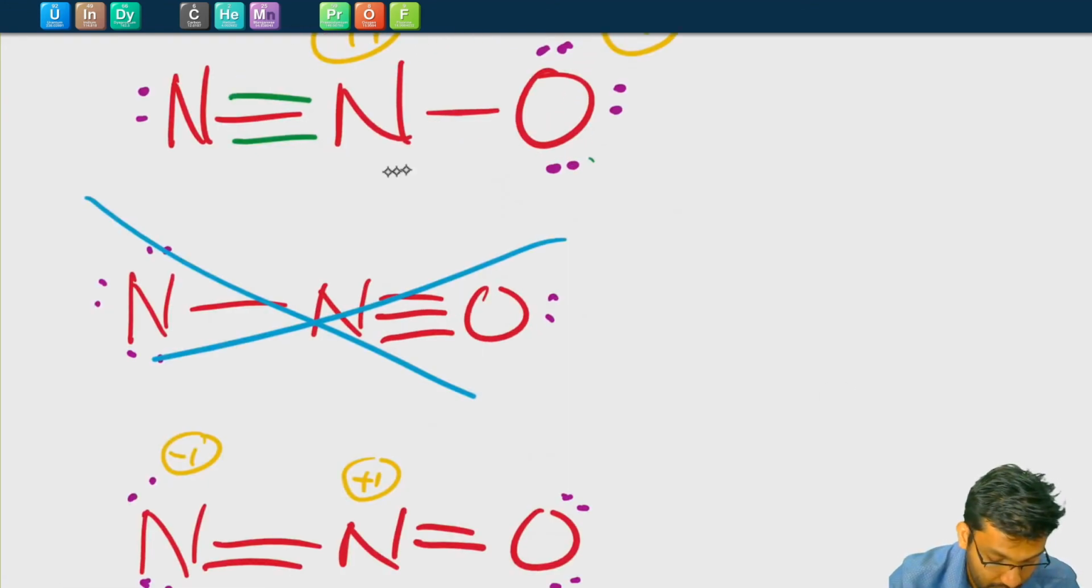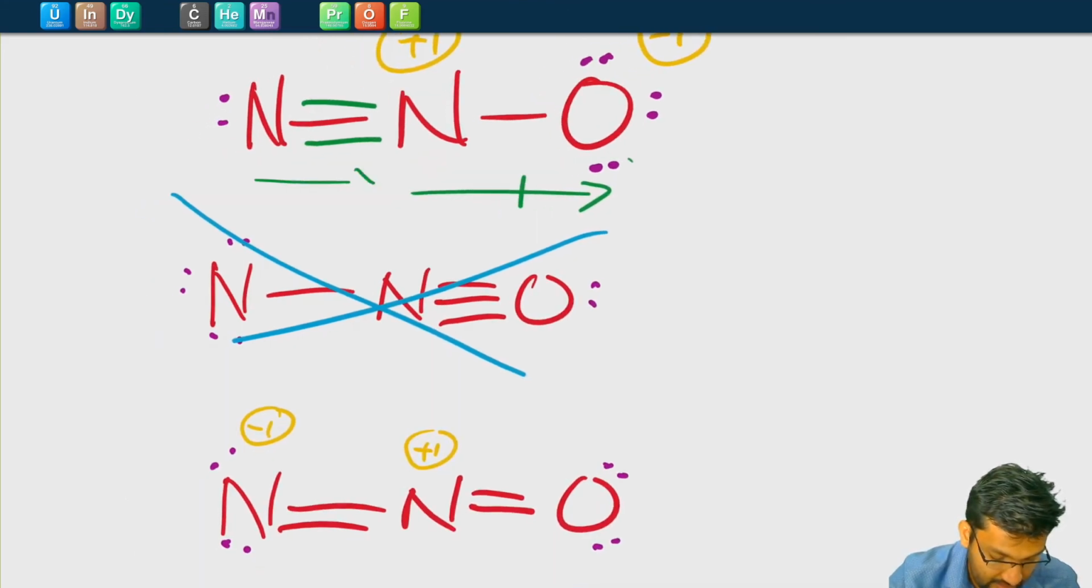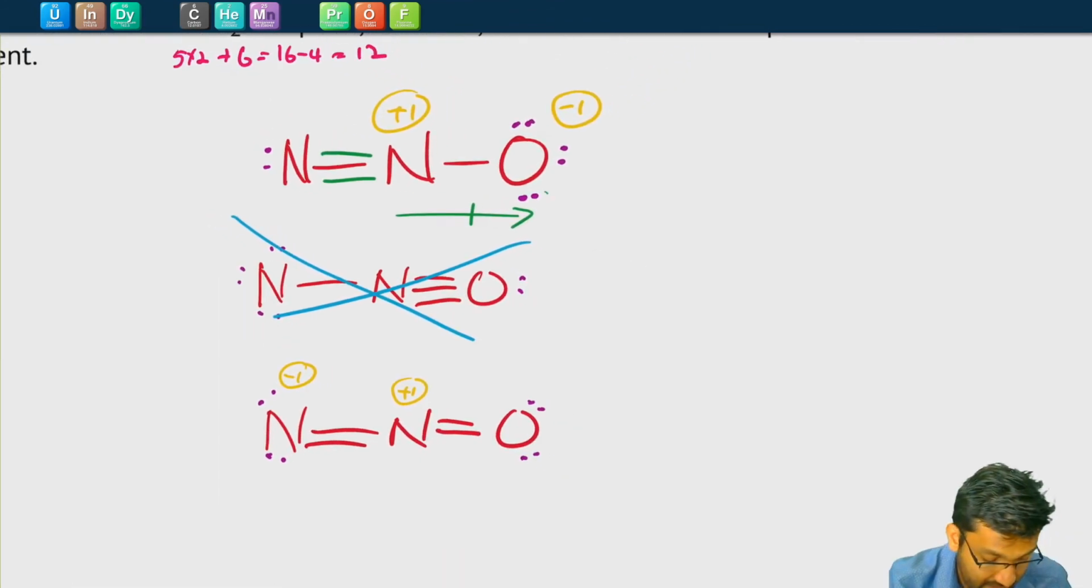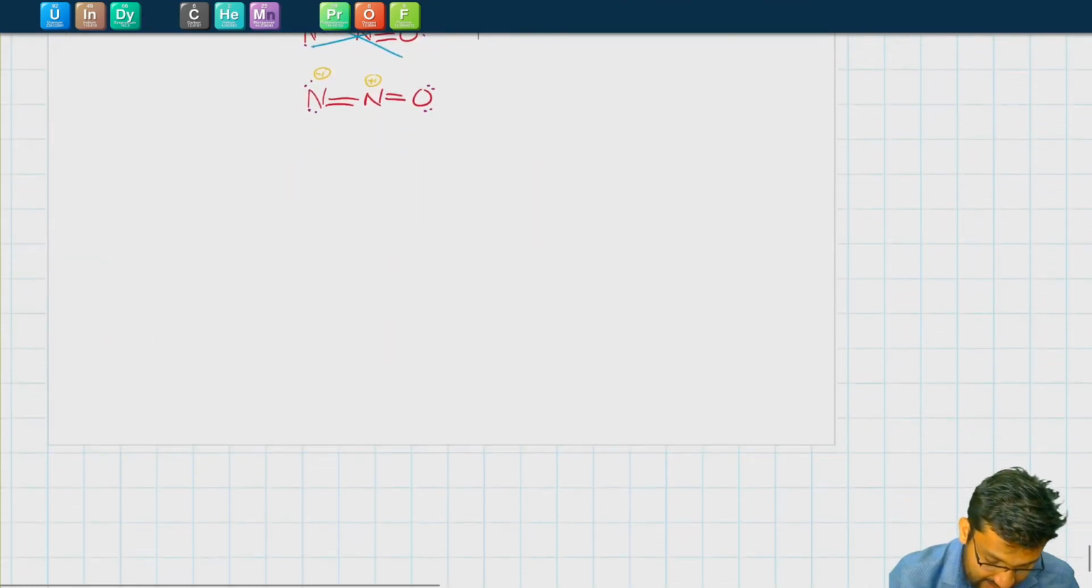Oxygen pulls on electrons more than nitrogen. Whereas in this, these two here, nitrogens, they have equal electronegativity, so we won't have a dipole bond set up there. And so what we end up having is a polar molecule. Okay, so that will bring us to the end of this chapter.